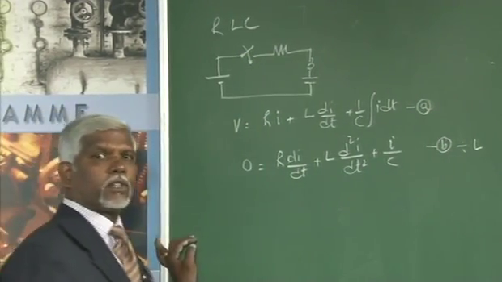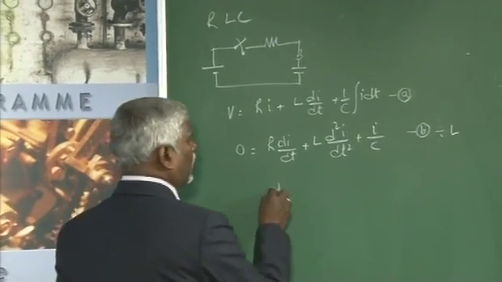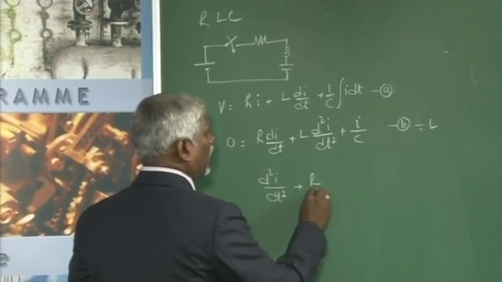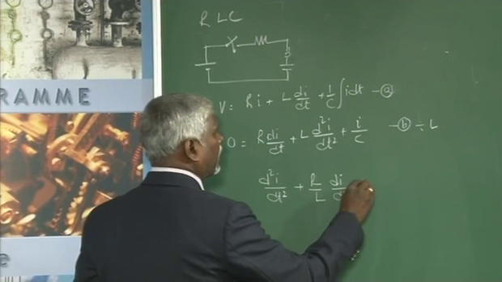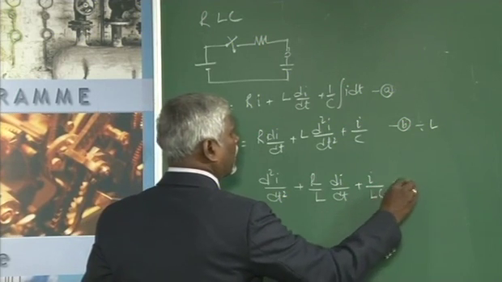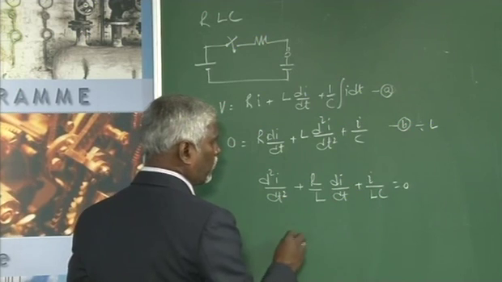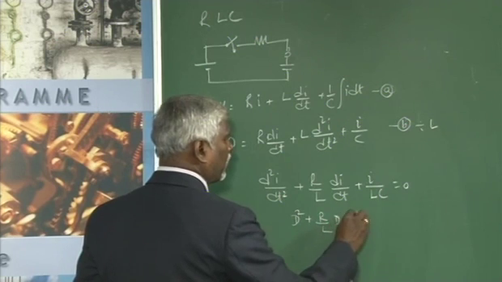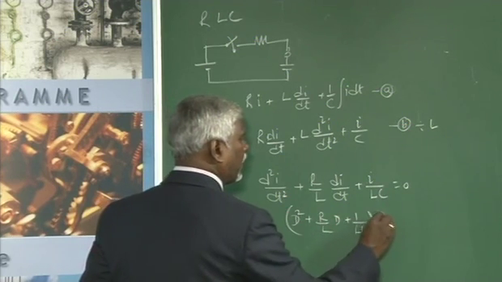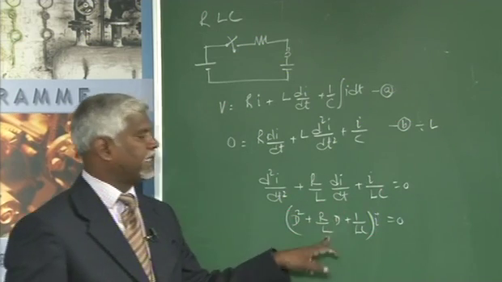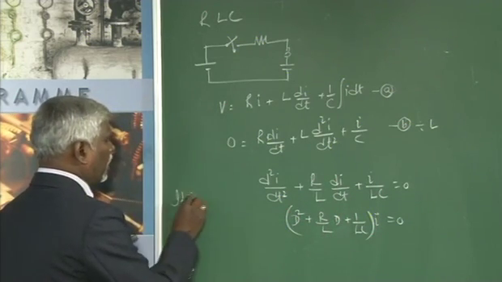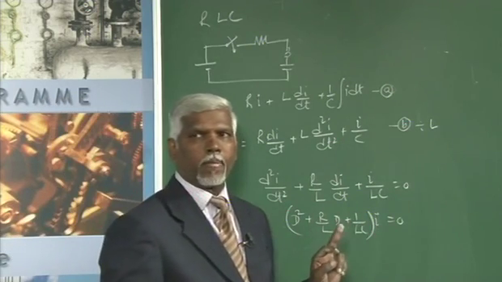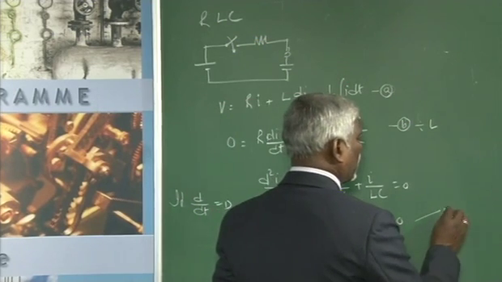I want the coefficient of the second derivative to be 1, therefore d squared I by dt squared plus R by L di by dt plus I by LC equal to 0. To find the roots, it is d squared plus R by L into d plus 1 by LC into I equal to 0, if d by dt is d. This second order equation will have two roots. How do we find the roots?